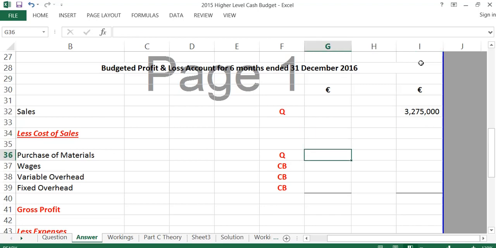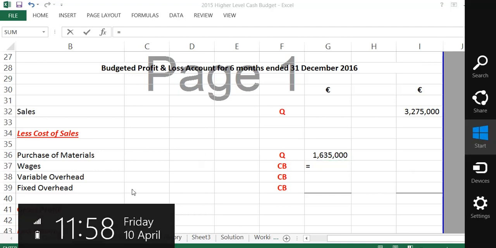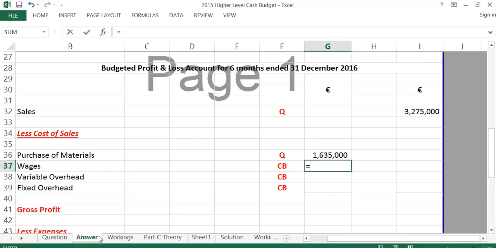The first thing here will be my purchases, which again I will be getting directly from the question, which is 1,635,000. Because what goes in the P&L is the actual sales or the actual purchases, not what we received or paid out. We also have wages will go on the cost of sales, and that's coming from the cash budget because the wages were payable as incurred. So I can take these from the cash budget.